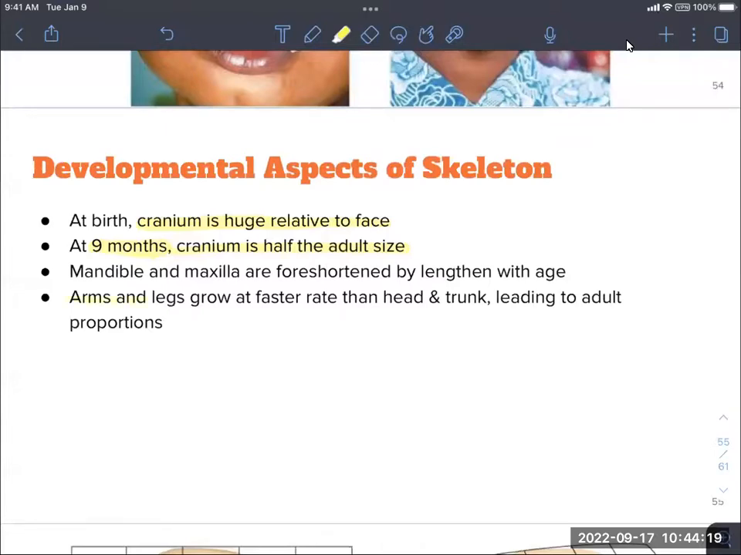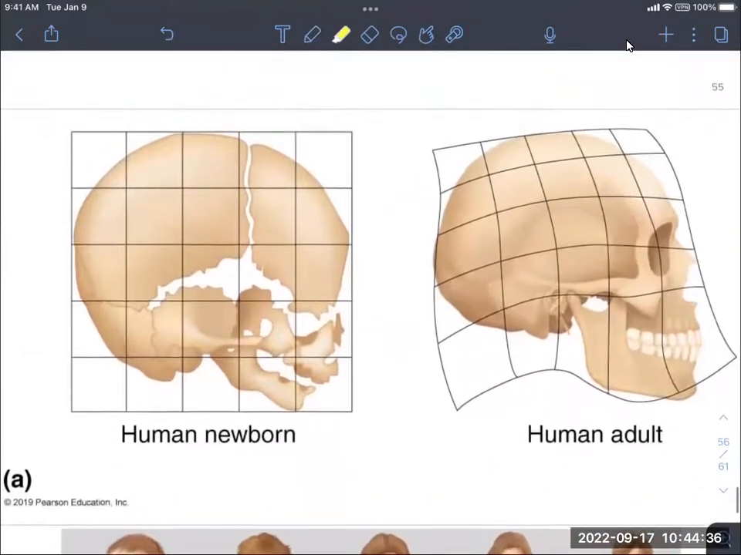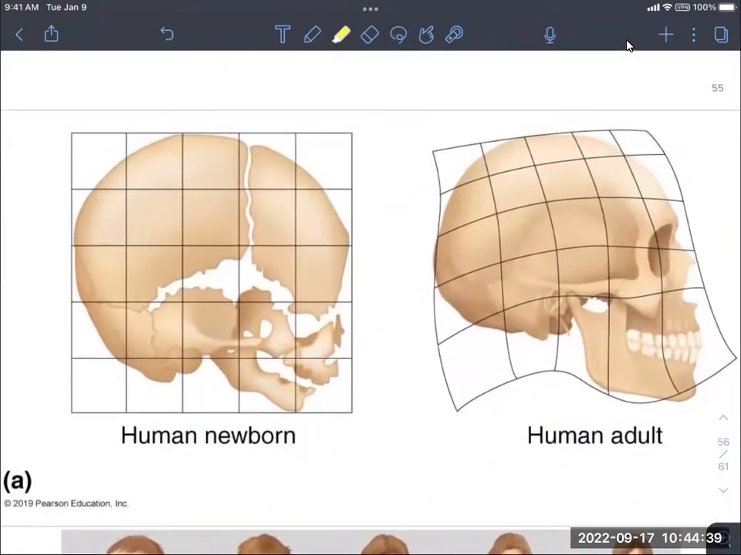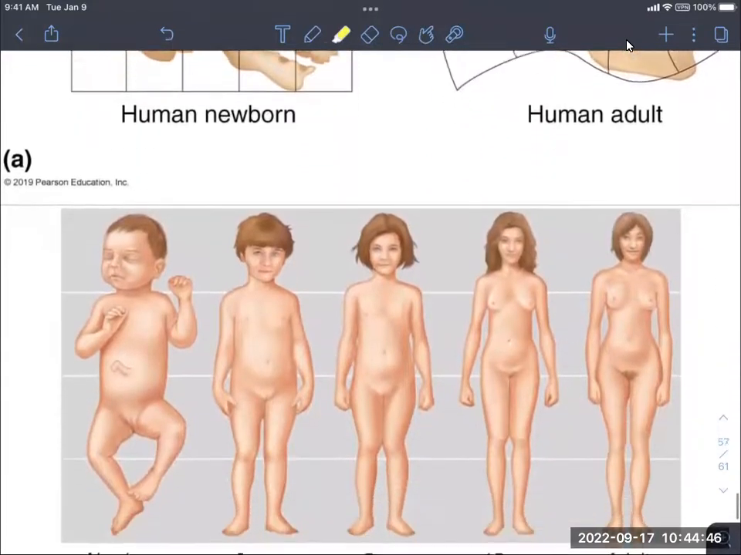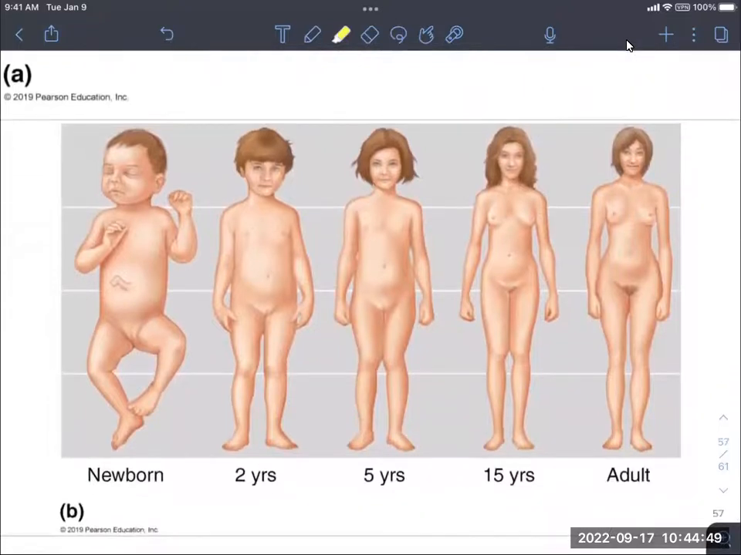So your arms and your legs actually grow faster than your head and your trunk. That's how we get those adult size proportions. Those arms and legs grow fast. Your trunk, it grows, but it grows a lot slower. So here's a newborn skeleton or skull versus a human skull. It's not a lot different. So here is how a child in size grows to an adult.